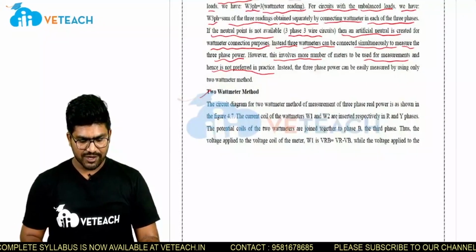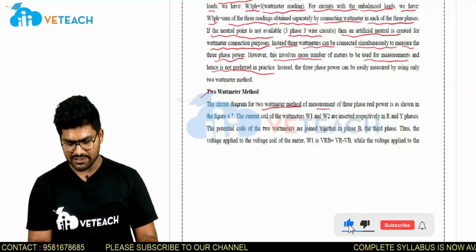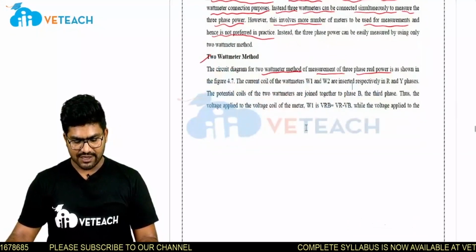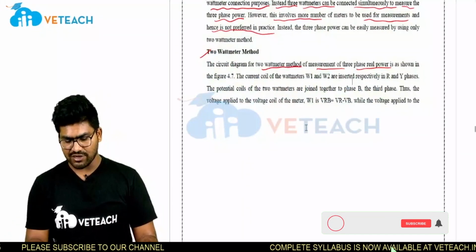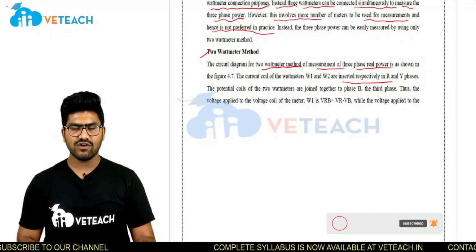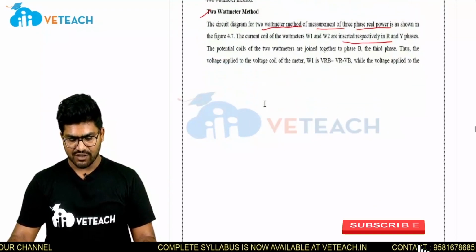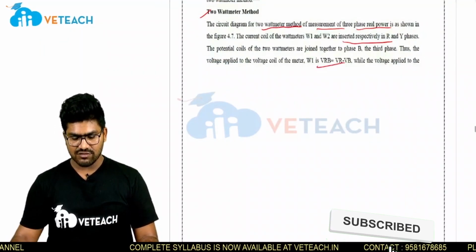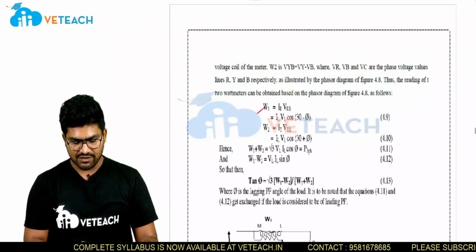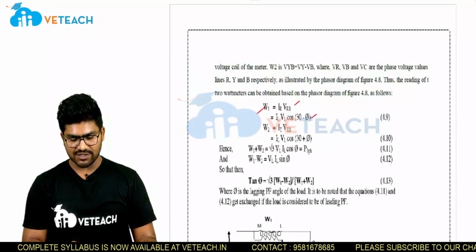Coming to the 2 wattmeter method, the circuit diagram we have shown above for the 2 wattmeter method of measurement of 3-phase real power is shown bigger in the figure. The current coils of wattmeters W1 and W2 are inserted respectively in R and Y phases, and the pressure coil is connected to the same line, which is B phase. Now for W1, we have VRB as the voltage. From there W1 is equal to IR and VRB, which is VL IL cos (30 minus phi).